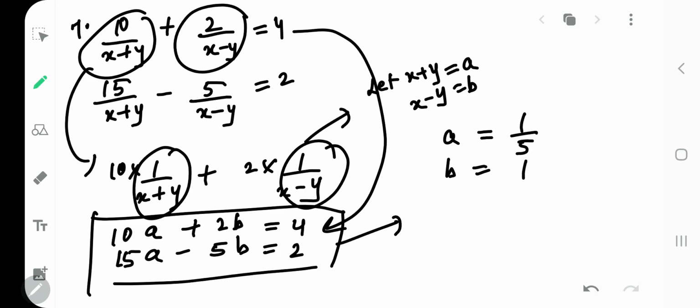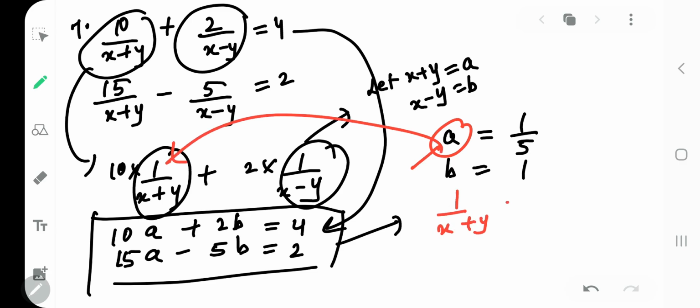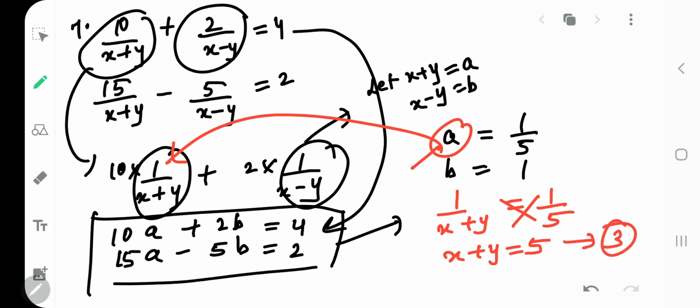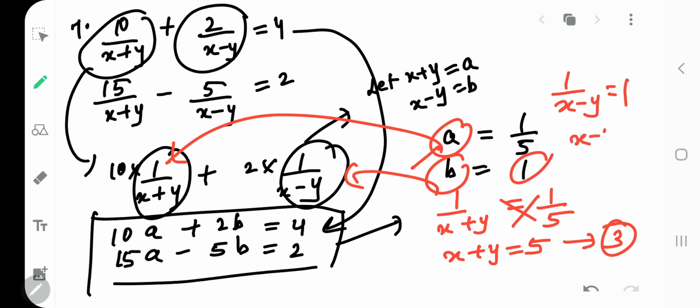But here the problem is not yet done. What you have to do next is, A is what? A is 1 upon (x plus y). So I'll put 1 upon (x plus y) is equal to 1 upon 5. Cross multiply, I'll get x plus y is equal to 5. Keep this as equation number 3. And B is what? It is 1 upon (x minus y). So you have to put 1 upon (x minus y) is equal to 1. And from there you will get another equation something like this. Mark this as equation number 4.